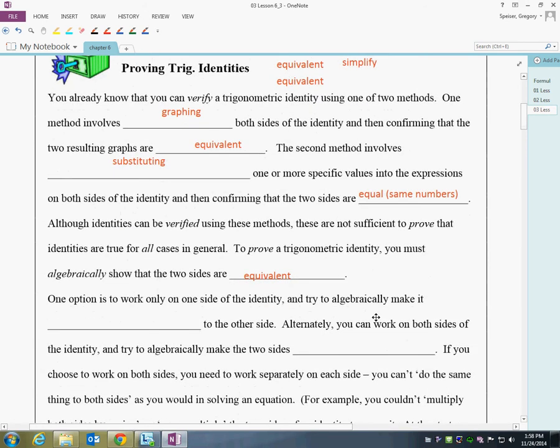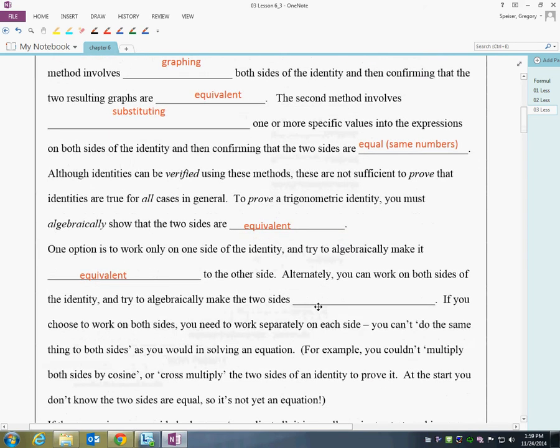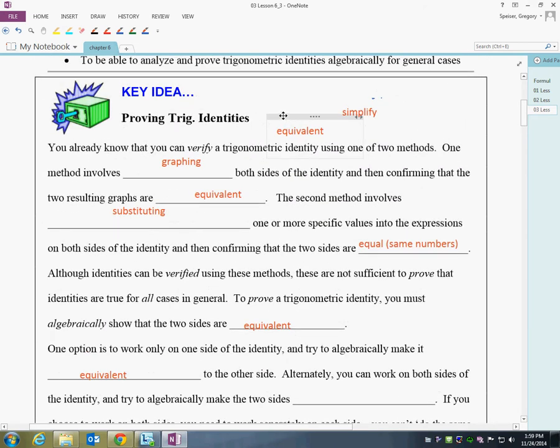One option is to work on only one side of the identity, and you're going to see this in a minute, and try to algebraically make it equivalent to the other side. Alternatively, you could work on both sides of the identity and try to algebraically make the 2 sides equivalent. So you can work on either one side or you can work on both sides.